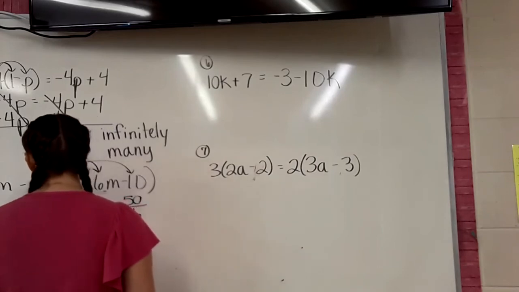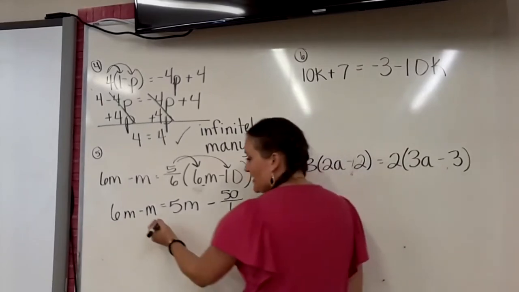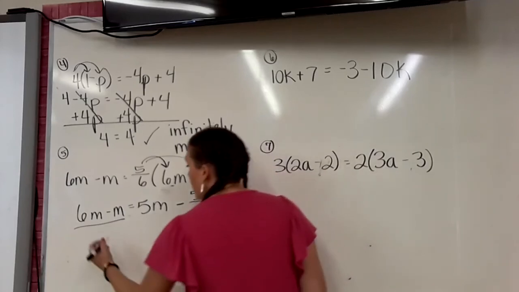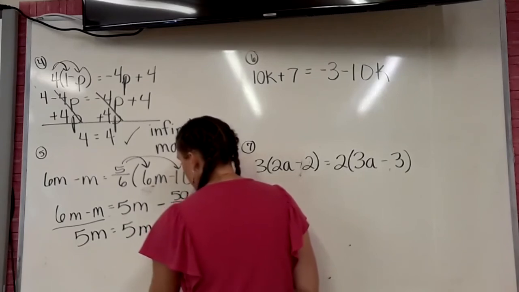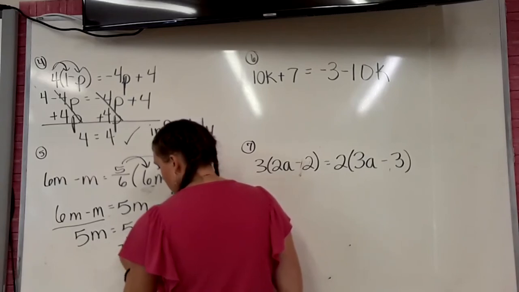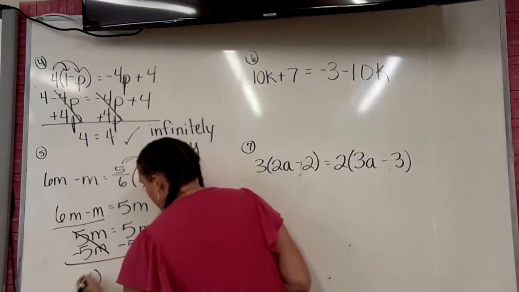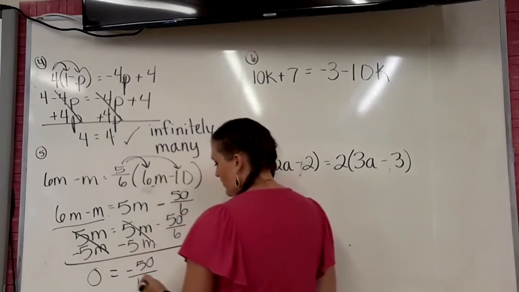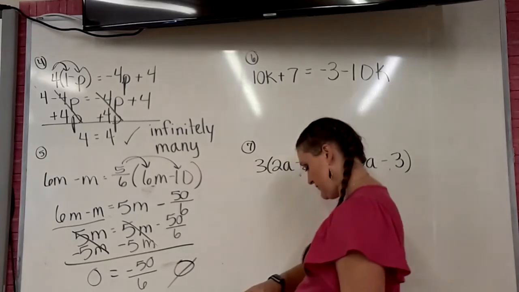And then I have 6m minus m. So this one has 3 different m's. These are on the same side of the equal sign, so I can just do what's between them. 6m minus 1m is 5m. Okay, then I have to move this one because there's nothing else on that side. I'm moving the whole thing, trying to get my letters together, so I have to do the opposite. I'm left with negative 50 over 6 equals 0. That is obviously not true, so that is no solution.